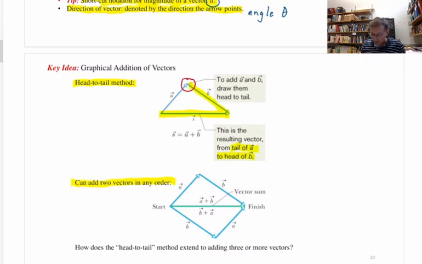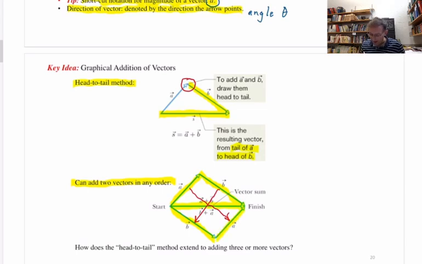For example, there's A followed by B, right? The tail of B is at the head of A. You add them, you get A plus B. It's just the same diagram I had right above. But now let's reverse the order. Let's draw B first, then A. All you got to do is take the B vector right here and slide it down to this location, like that. And then slide the A vector down to this location, like that.